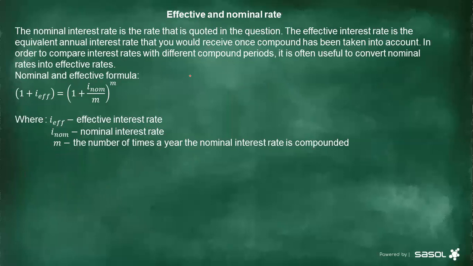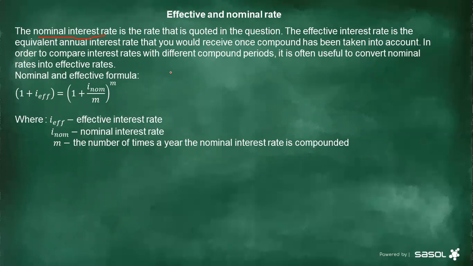We are now into effective and nominal rate. The nominal rate is the rate that is quoted in the question, and the effective rate is the equivalent annual rate that you will receive once compounding has been taken into account, in order to compare interest rates with different compounding periods. It is often used to convert nominal into effective rate.